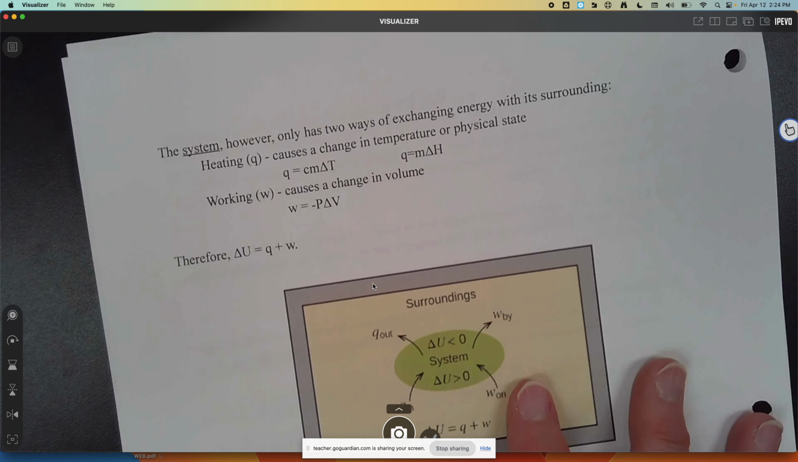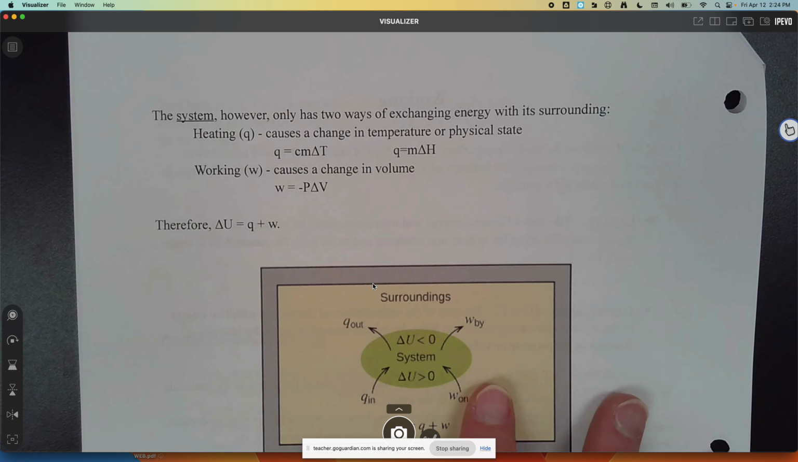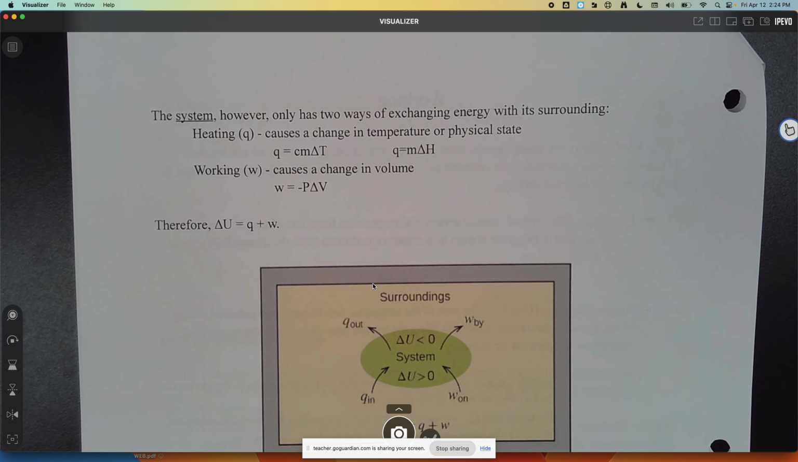The system, however, only has two ways of exchanging energy with the surroundings. We're familiar with one of them, heating. We gave it the symbol Q. Heating is an exchange of energy that results in a change of temperature or a change of physical state. We had a couple of equations to account for that.